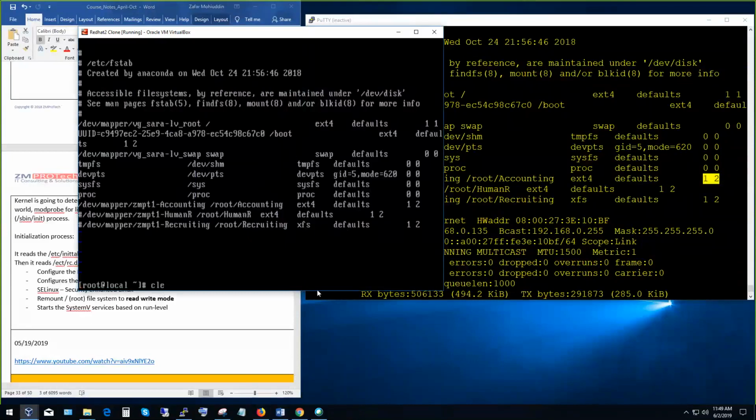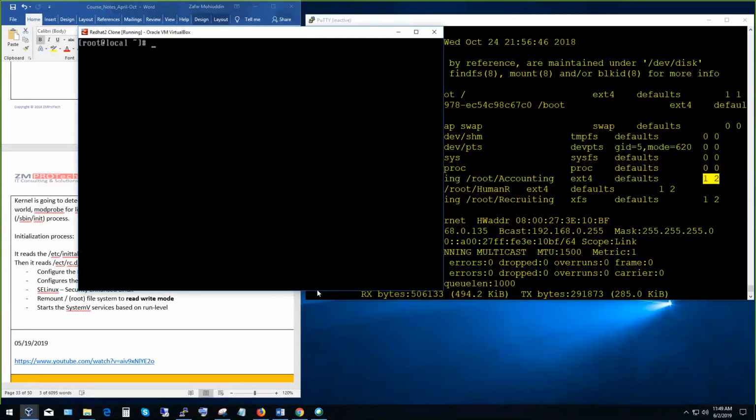Okay, so I got out of there. So there is a really important command here. Once you go into the read-only mode, what you have to do is make it read-write. Okay, you have to make it go into the read-write mode.